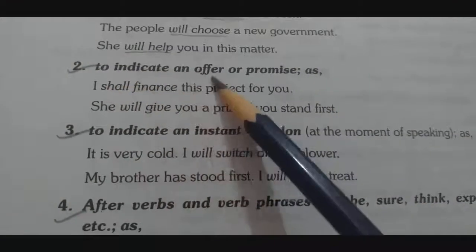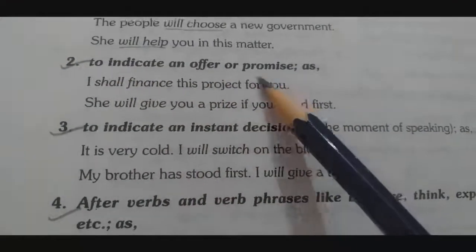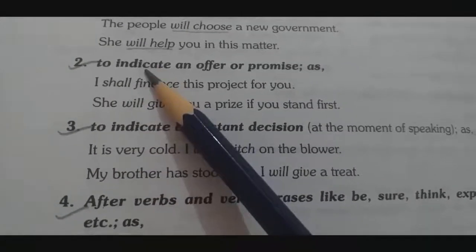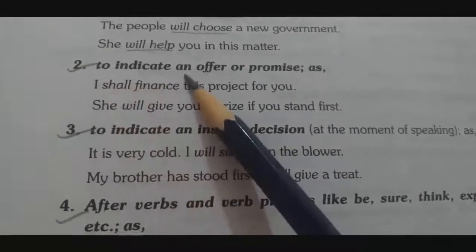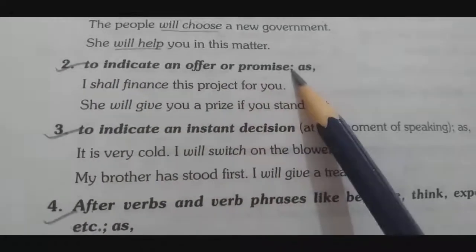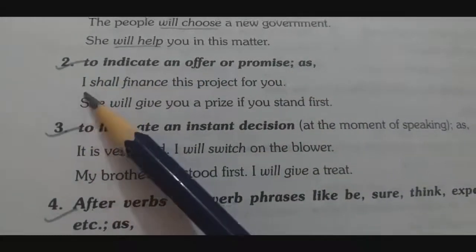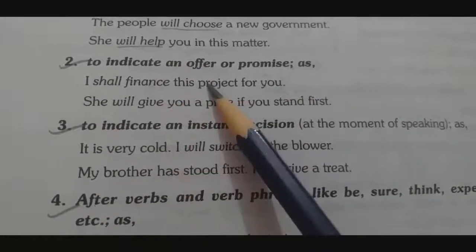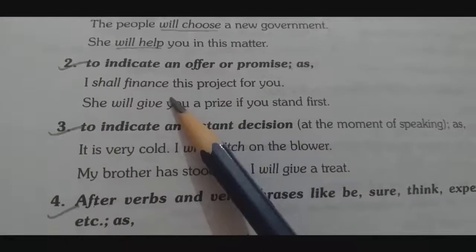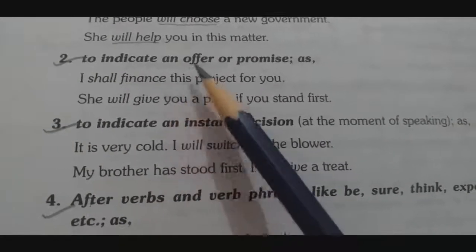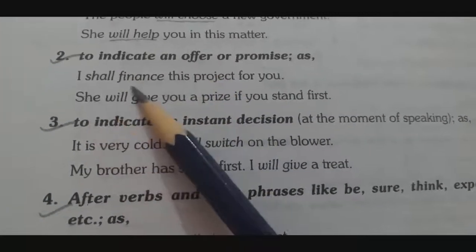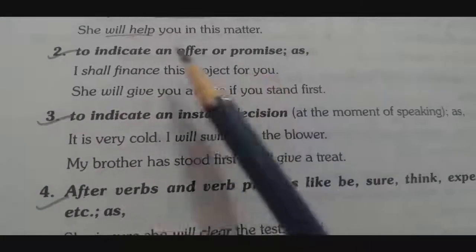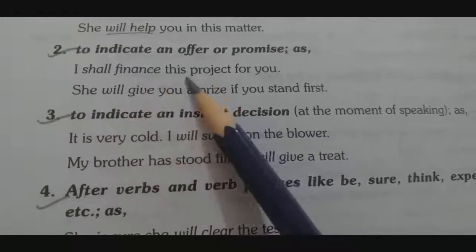To indicate an offer or promise. Here, to indicate means to point out or to tell. Example: I shall finance this project for you. That means this sentence is indicating an offer. What is the offer? The offer is that I shall finance this project for you. Or you can say it is also a kind of promise. It is a promise that I shall finance this project for you.